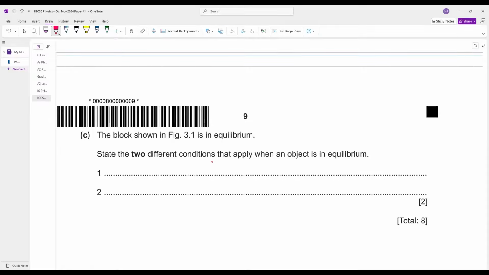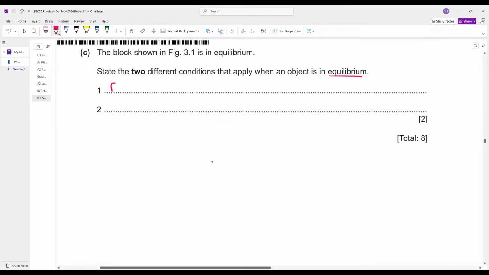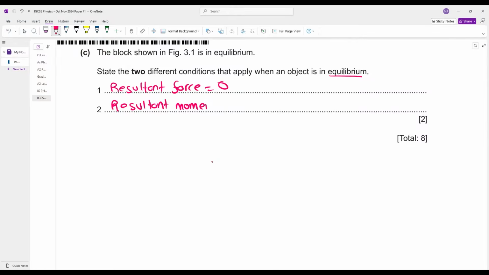State two different conditions required for equilibrium. What are the conditions required for equilibrium? Resultant force should be equal to 0. And resultant moment क्या होना चाहिए? Resultant moment should also be equal to 0. Easy peasy. आगे बढ़ते जी.